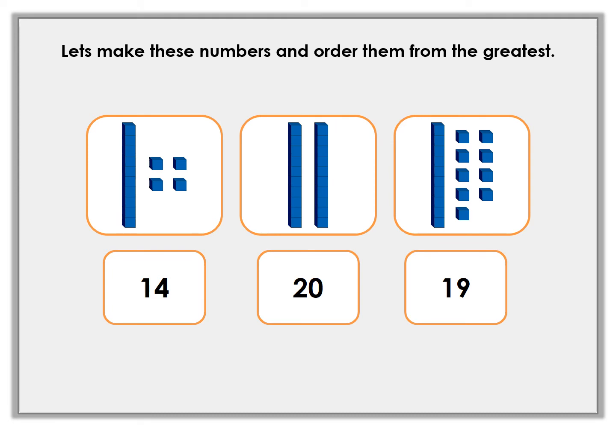Which one is the next greatest? 19 or 14? 19, well done. And which one is the smallest? 14. And if you have your book and your pen, or your pencil, you can write that in your book. 20, 19, and then 14 is the smallest number. This is just a quick recap because we have done this a couple of weeks ago.